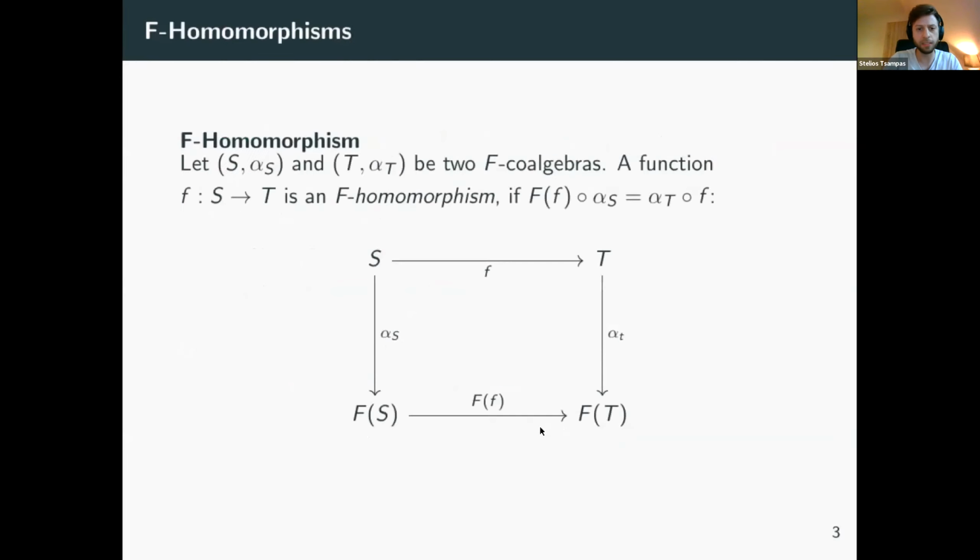So when defining coalgebras, I believe that the most fundamental notion that comes with it is that of a coalgebra homomorphism. So now take two coalgebras, alpha S and alpha T. A homomorphism between those two, F, is a function, or in general an arrow, right? That makes this diagram commute, which is the obvious diagram that expresses compatibility of alpha S and alpha T under F.